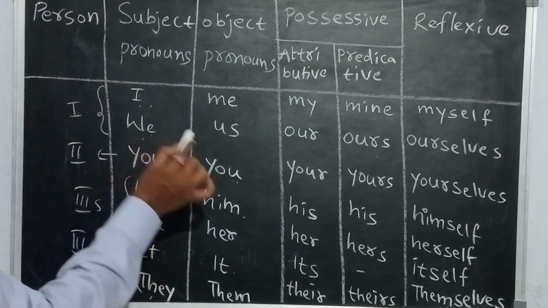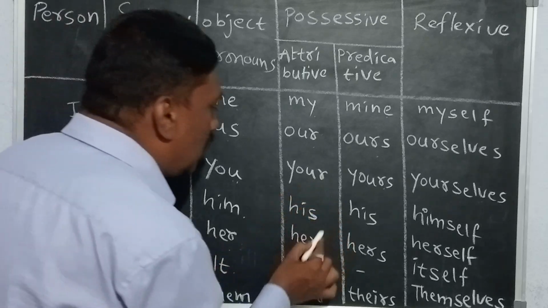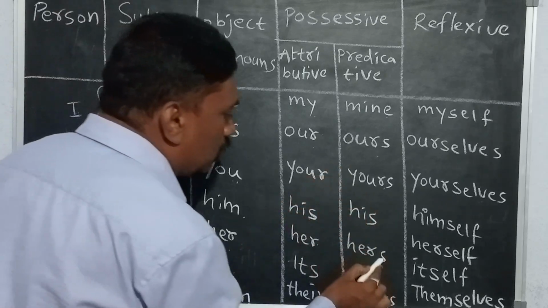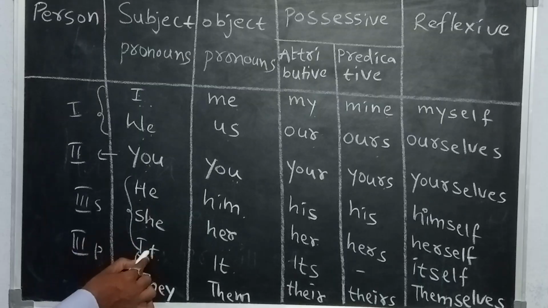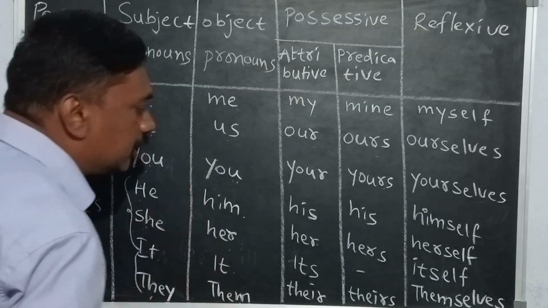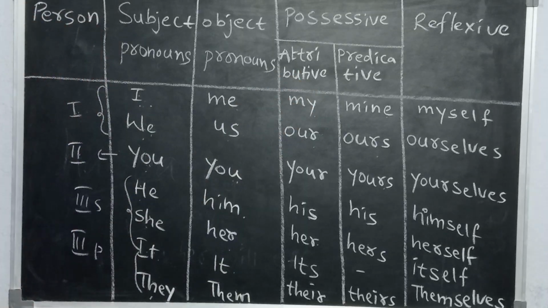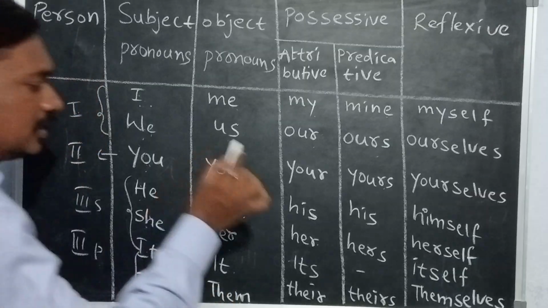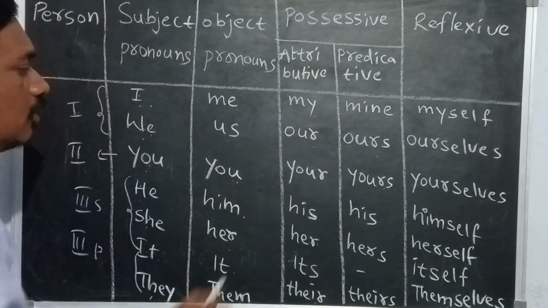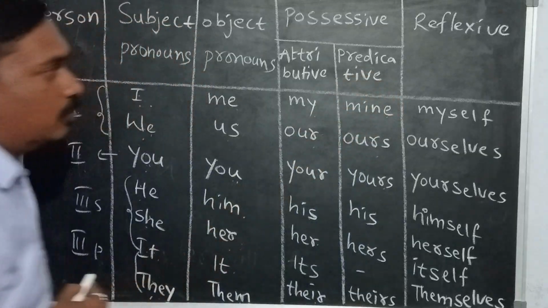She, subjective pronoun; her, objective pronoun; her, attributive possessive pronoun; hers. It, subjective pronoun; it, objective pronoun; its, possessive pronoun in attributive. Coming to the last one, they, subjective pronoun; them, objective pronoun; their, attributive pronoun, and theirs, predicative pronoun.